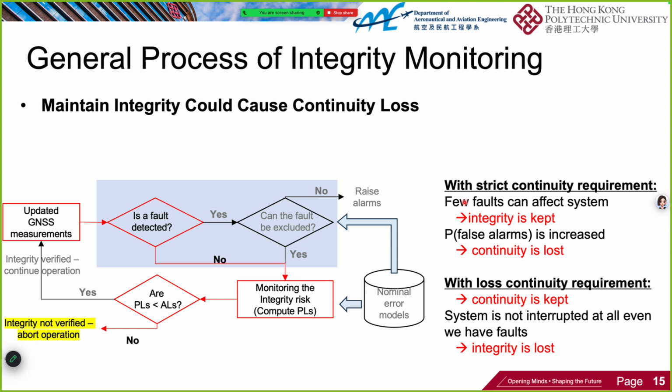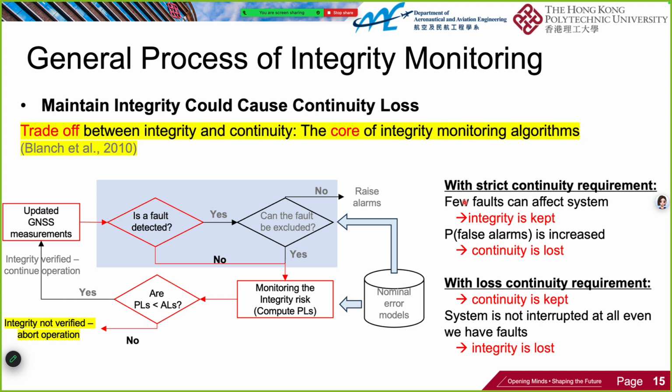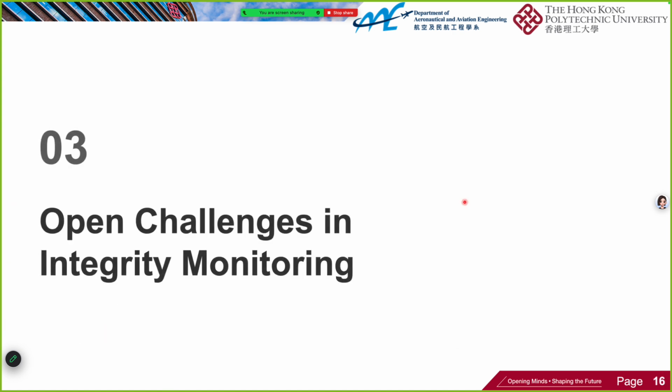On the other hand, if the continuity requirement is too loose, the system may keep operating even when a fault exists. In that case, continuity is maintained, but integrity is lost. So the trade-off between integrity and continuity is one of the core issues in integrity monitoring algorithms. And that is the basic process of integrity monitoring.